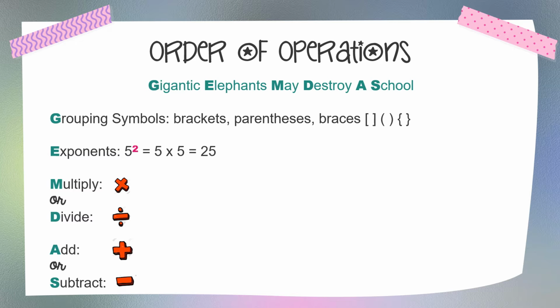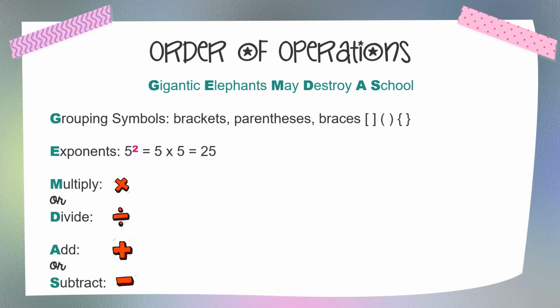This acronym is going to help us remember the correct order in which we are going to solve this expression. So let's repeat. Gigantic elephants may destroy a school. One more time. Now join me. Gigantic elephants may destroy a school. So each of these words stands for the operation that we are going to solve and the order in which we are going to do it.